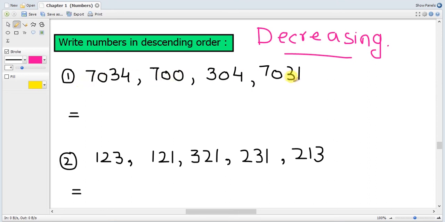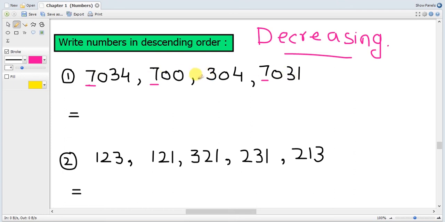So there are four numbers. Three of them start with 7 and one starts with 3. So 3 is smaller, which means we cannot start with 3-0-7. Now we have to look among these three numbers starting with 7.